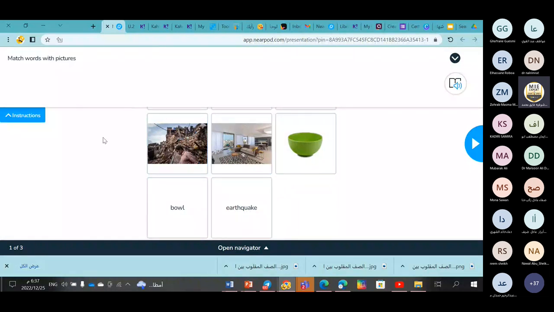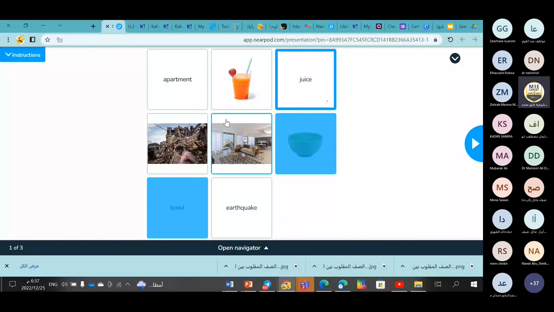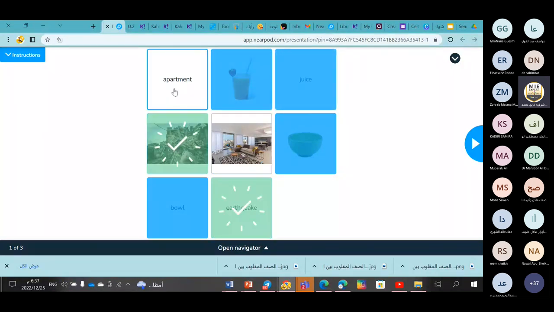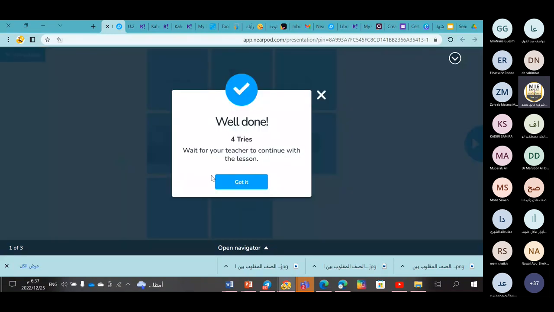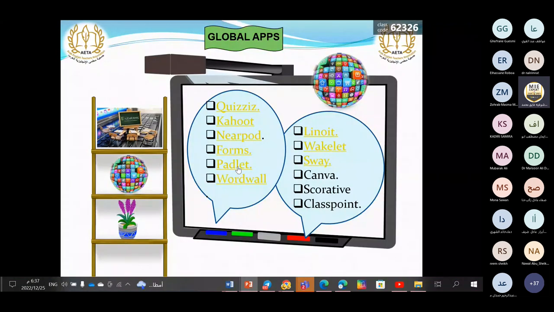For example, in order to teach them the word bowl, this one. Earthquake. Yes, you mean matching. It is matching. Well done, got it. Agreed. Then you can move to another kind, which is Padlet.